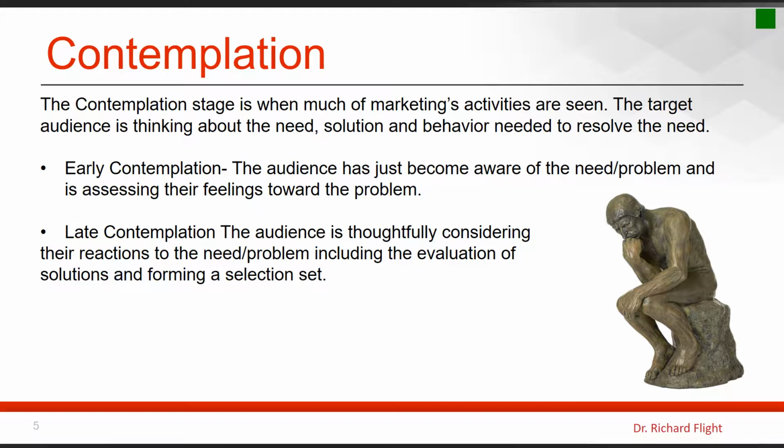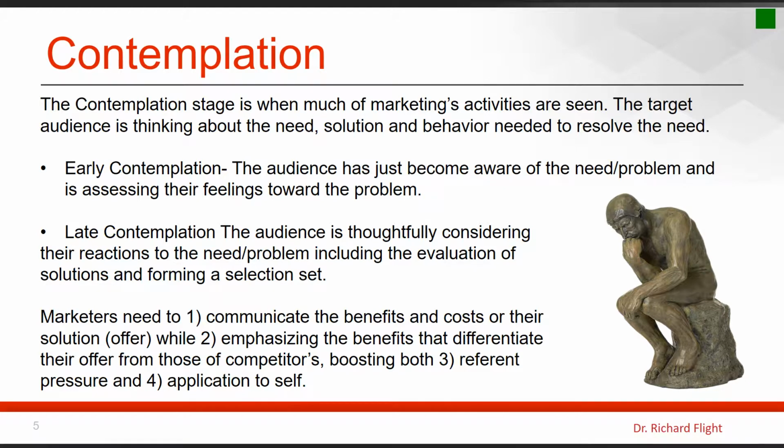The late contemplation stage is a period where they have thought about their solutions, thought about how they could solve their problems, and they're ready to move forward with some type of decision. Marketers during this period need to communicate the benefits and the costs of their solution or offer. So if I'm a nonprofit and I know that somebody has a specific need for, say, art entertainment, then I need to make sure that they know that my theater can provide them certain benefits and that there will be costs, but those benefits will outweigh their costs. That would be the value proposition or the offer.